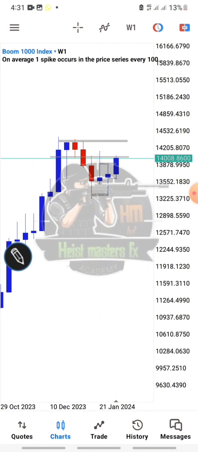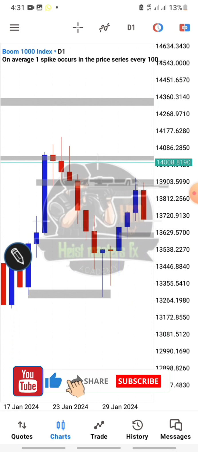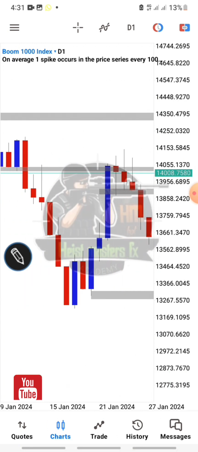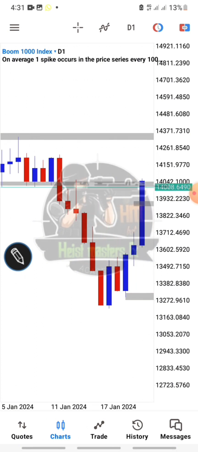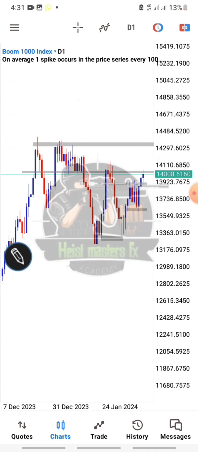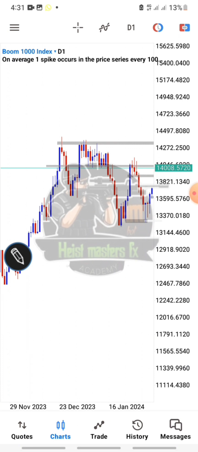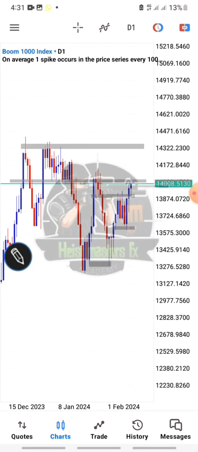Now let us narrow down to the daily, and then we see what the market is telling us. Remember how we caught this market to perfection from the previous week, and these zones are respected by the market. You can see, because they have been respected multiple times. That is why I'm giving you this analysis, guys, because these key area zones have been respected by the market.